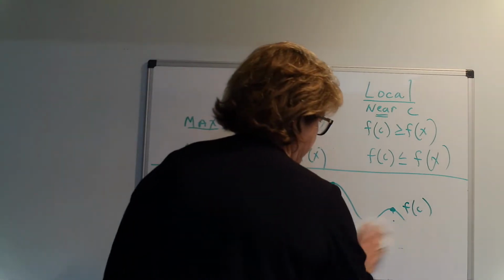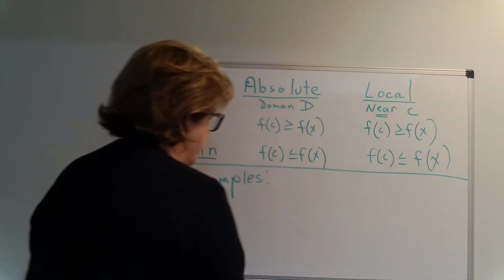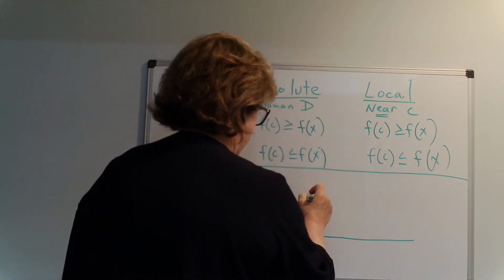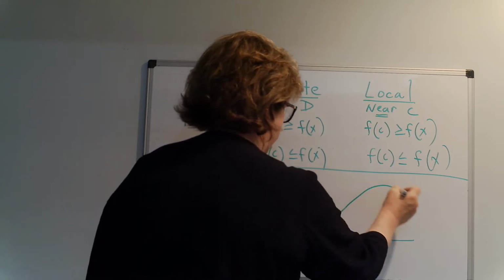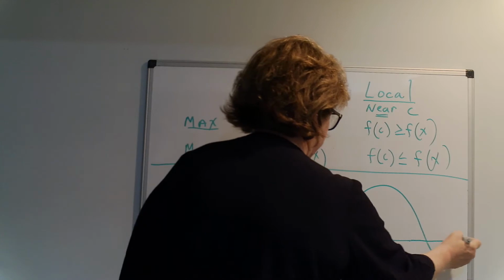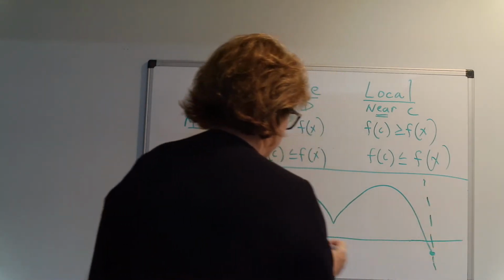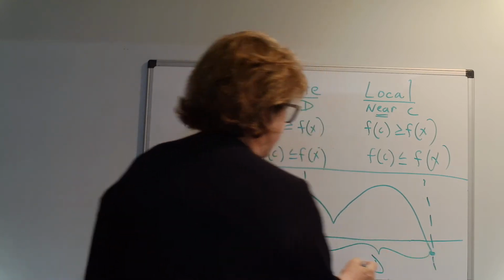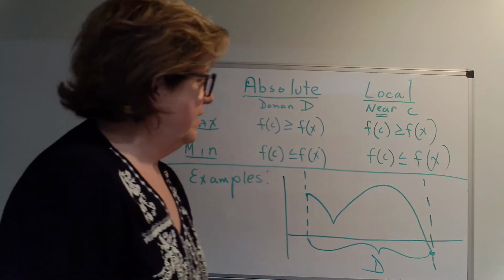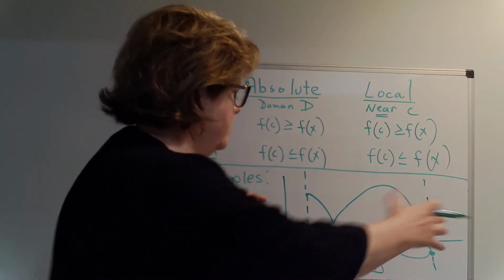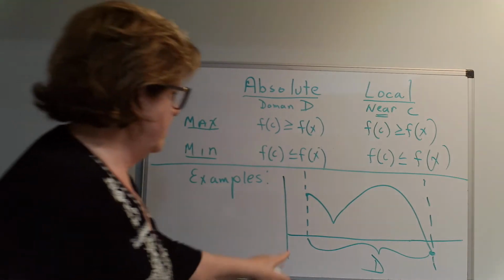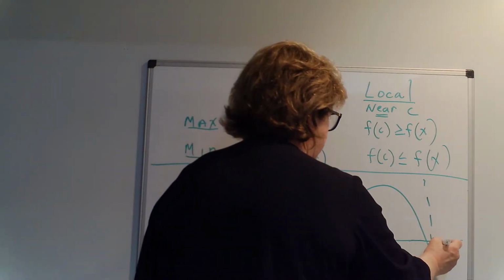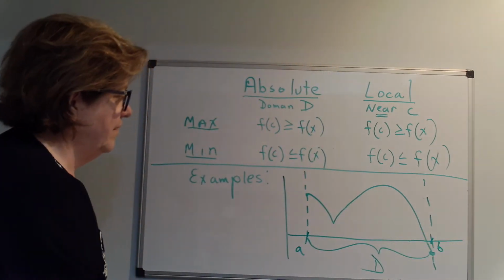Okay, let's look at what if our domain is limited. Let's say it looks like this. So our domain just extends from here to here. It doesn't exist outside those dotted lines. It only exists for everything between, let's call it A, and let's call this B.